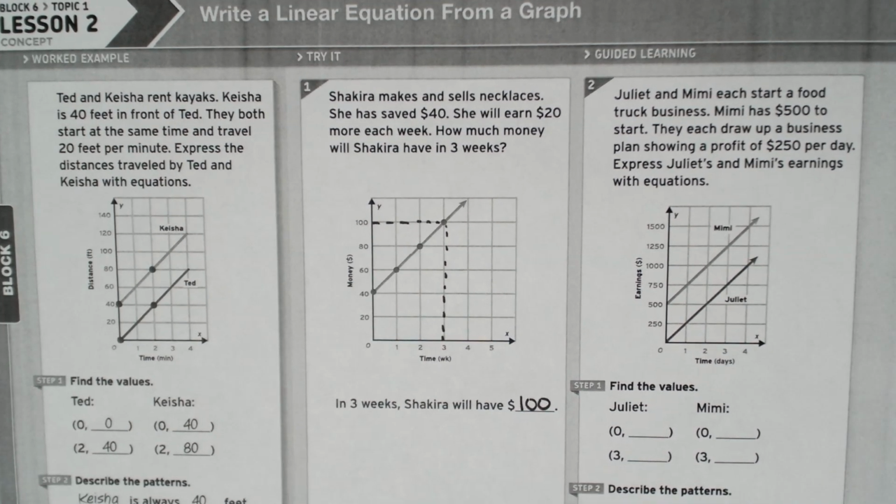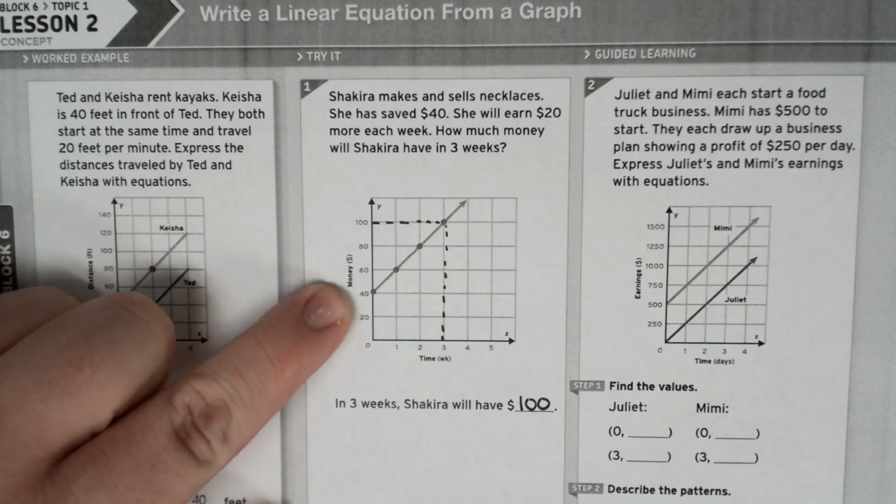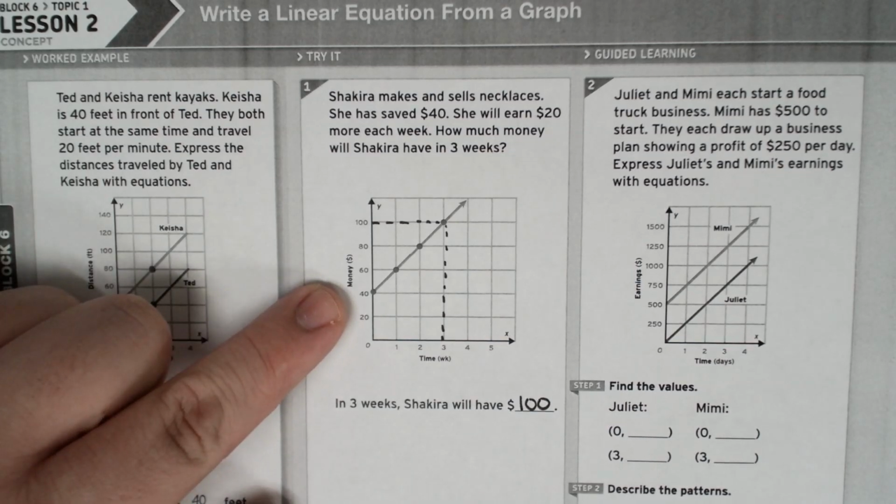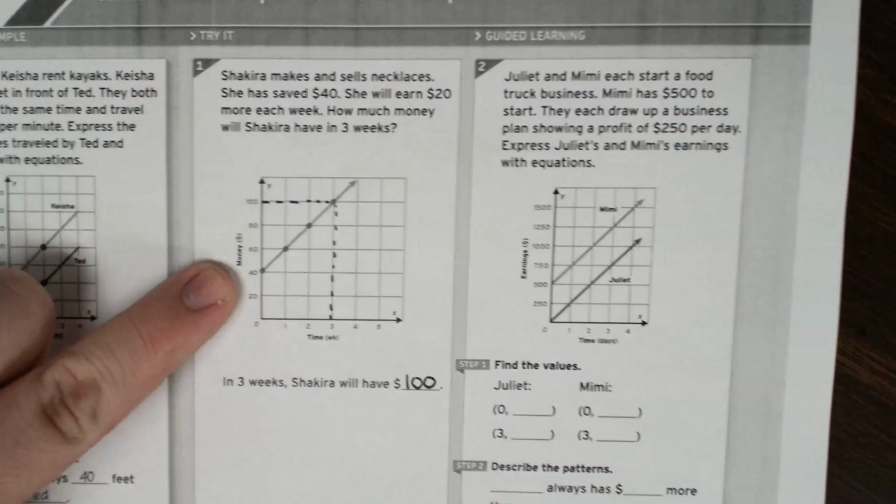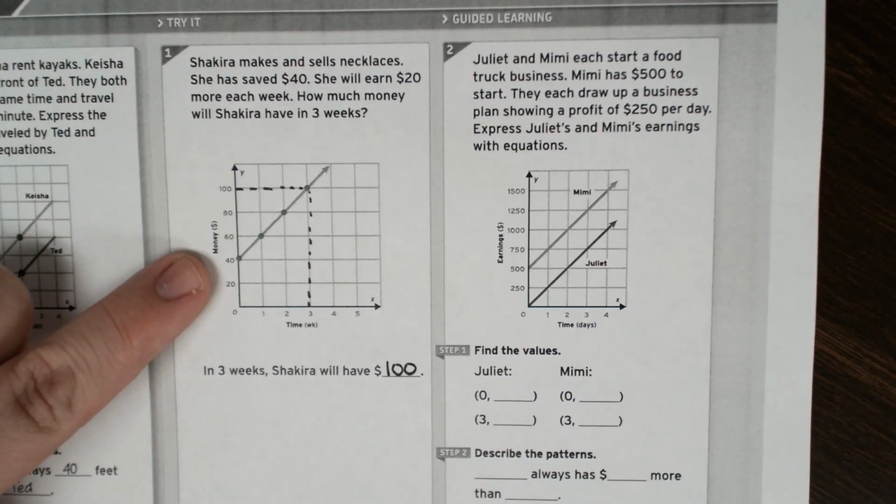The big thing that we're focusing on today is how do we write an equation for a graph like that that's hiked up a little bit. So let's break that down. Number 2, Juliet and Mimi each start a food truck business. Mimi has $500 to start. They each draw business plans showing a profit of $250 per day. Express Juliet and Mimi's earnings with equations.